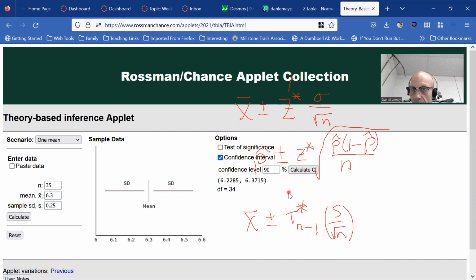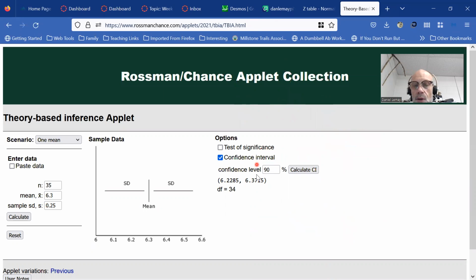and there are some questions like this in WebAssign. There's also a question like this in the textbook. What I'm going to ask you is, what is the margin of error? Right here's a confidence interval. It's a 90% confidence interval. What's the margin of error?